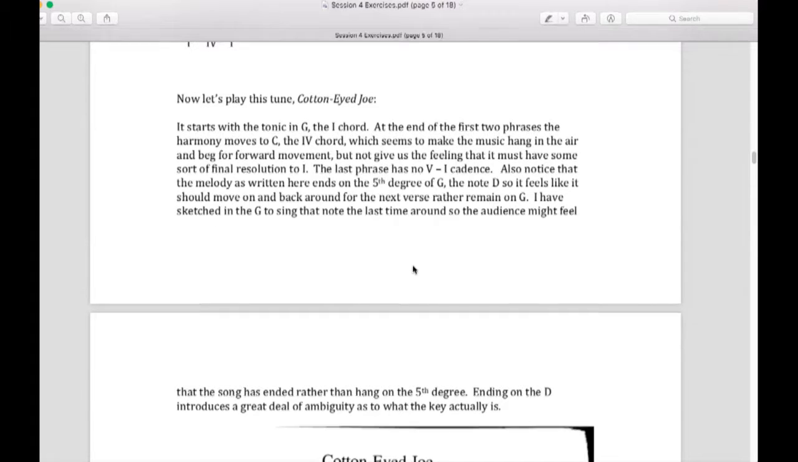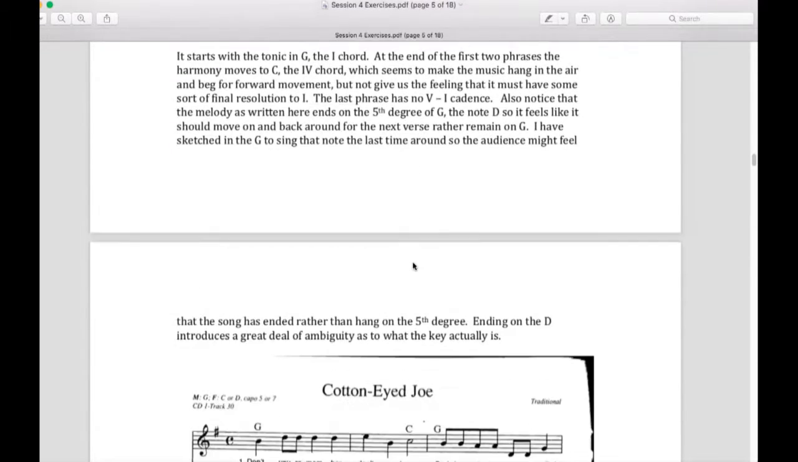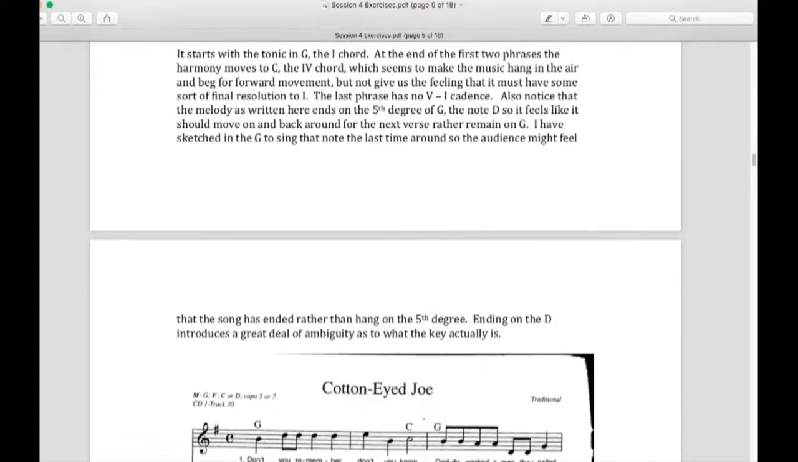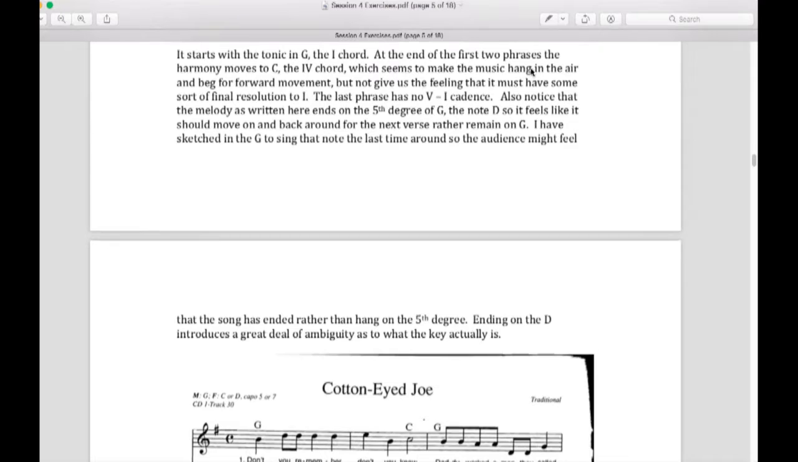It starts with the tonic and the G chord. And at the end of the first two phrases, the harmony moves to C, the 4 chord, which seems to make the music hang in the air and beg for forward movement, but it doesn't give us the feeling that it must have some sort of final resolution of 1. It's just a way of moving the music forward.